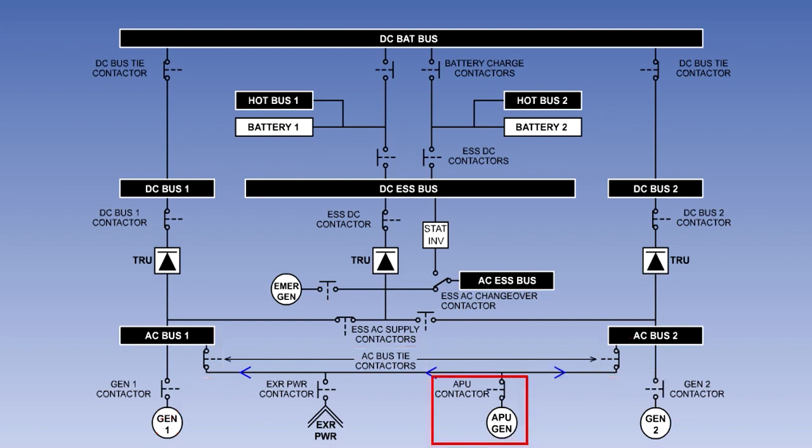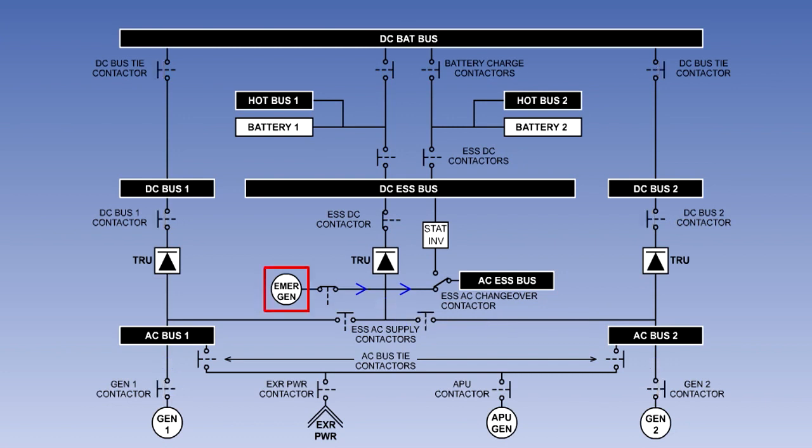On the ground, external power or the APU generator can supply all services. In flight, the APU generator can be used to replace a failed generator. The AC essential bus bar can be supplied from a number of sources. It is normally supplied from AC bus bar 1. But it can be supplied from AC bus bar 2.